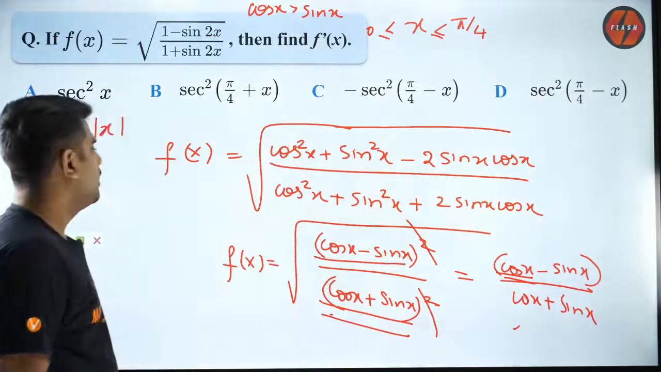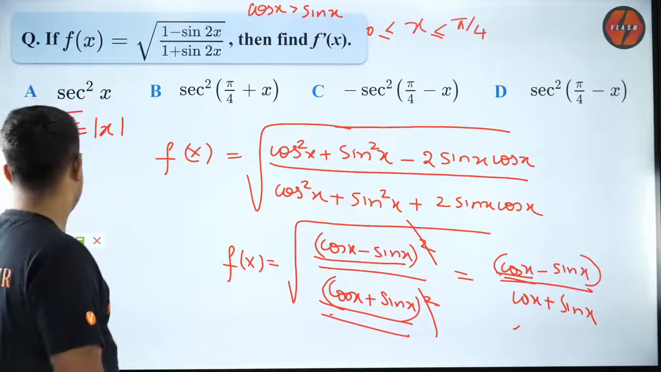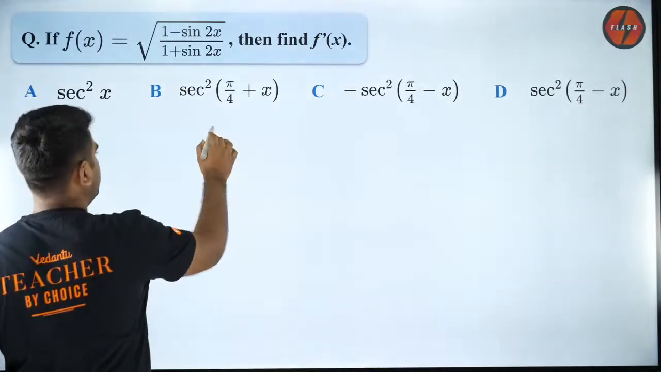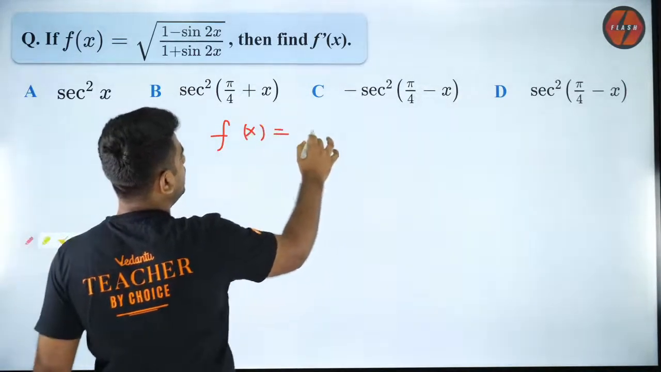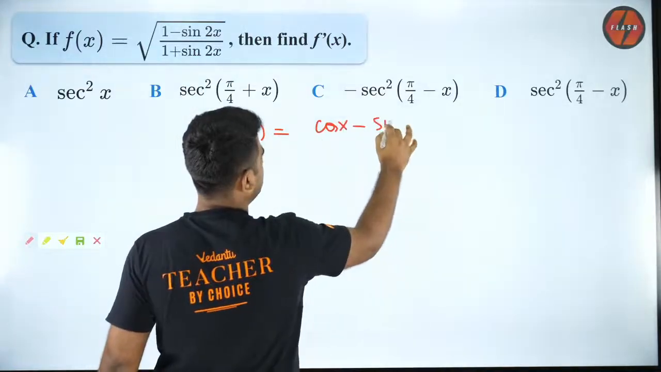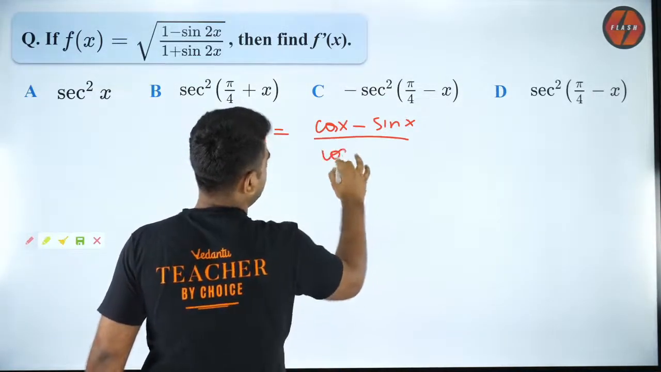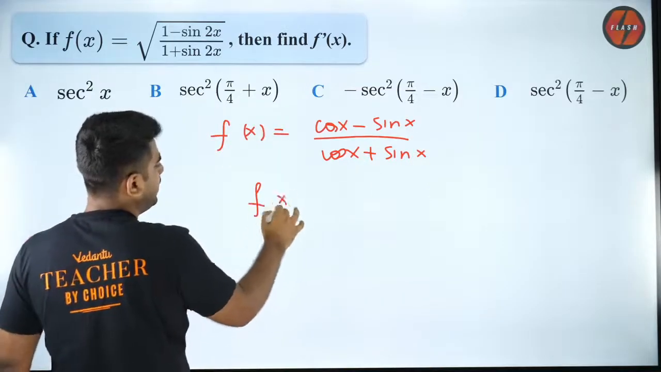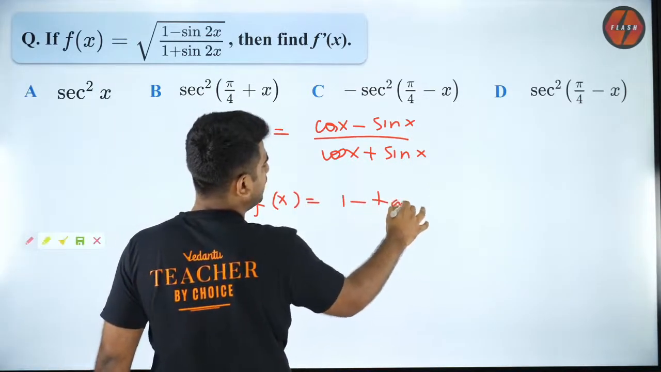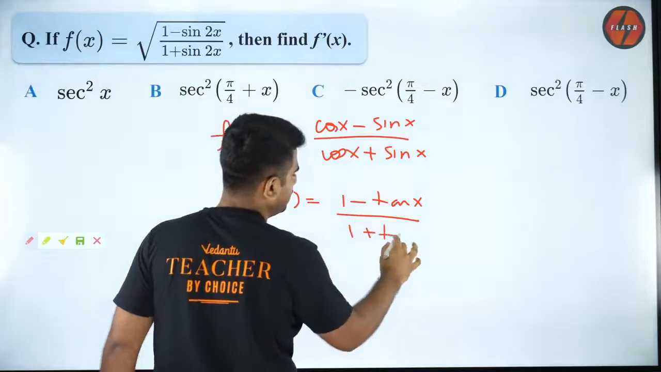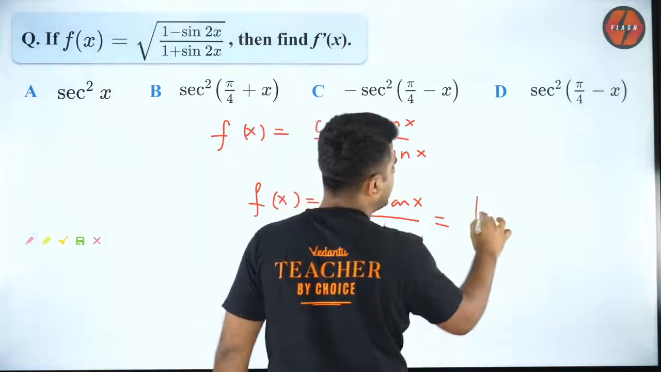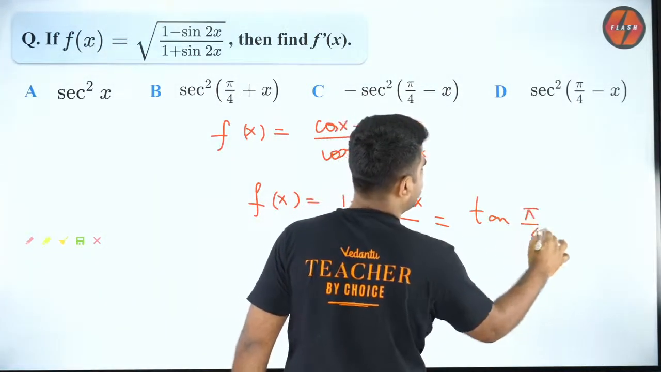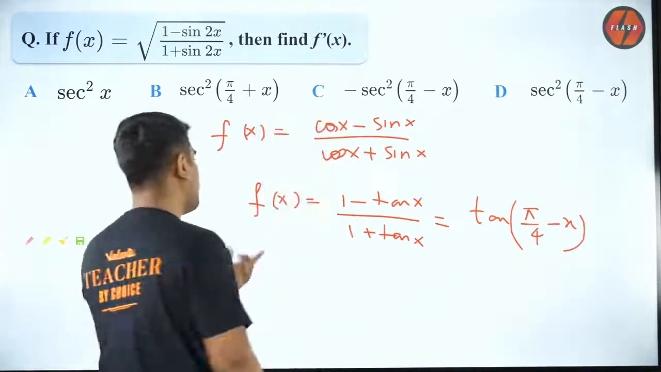Okay. So now it's pretty easy now. So what will f of x be? F of x is equal to cos x minus sin x by cos x plus sin x. So that will be 1 minus tan x by 1 plus tan x. So that will be tan of pi by 4 minus x. So that is your f of x.